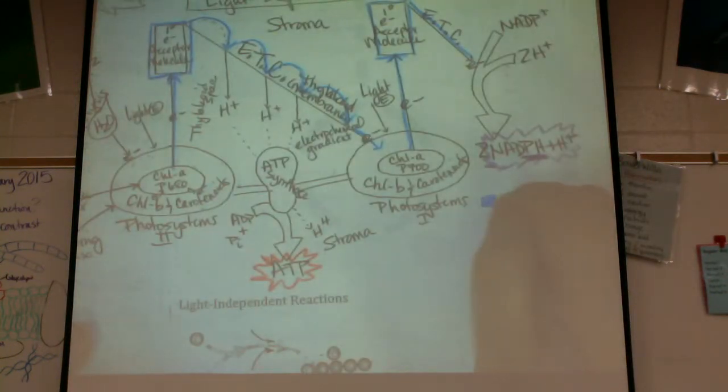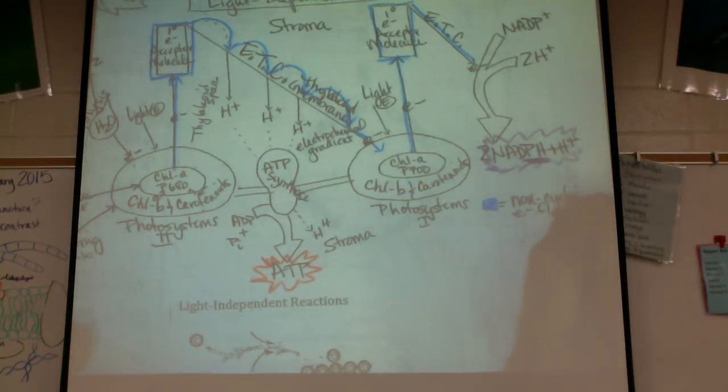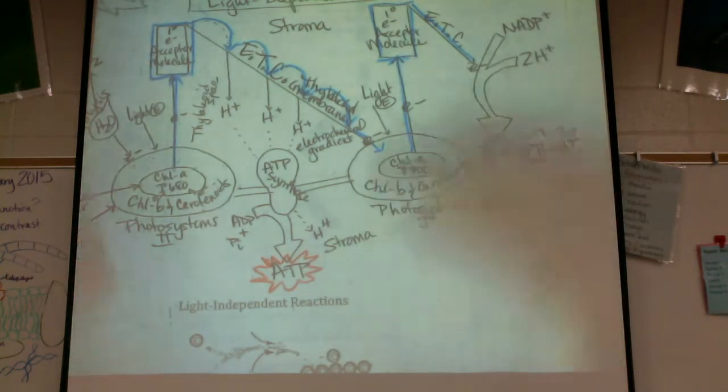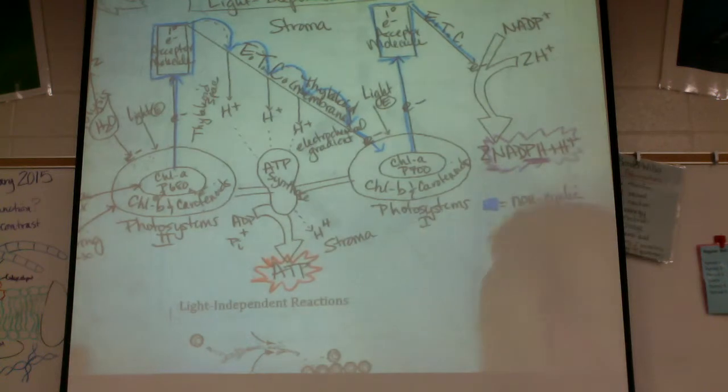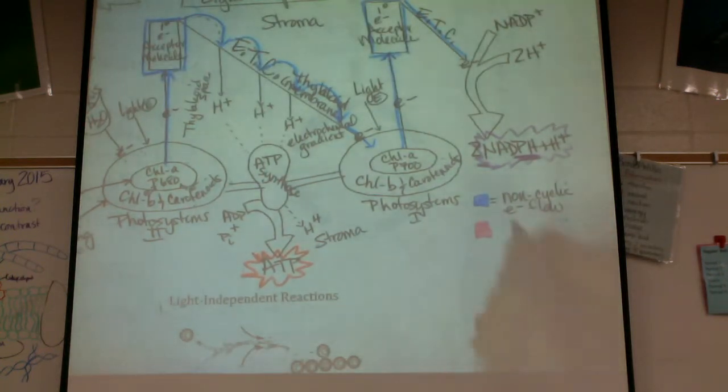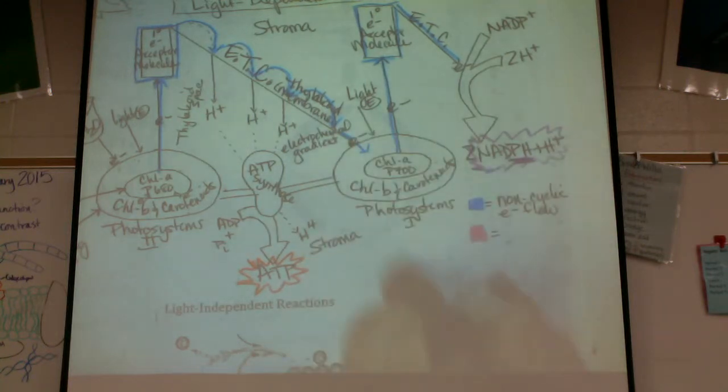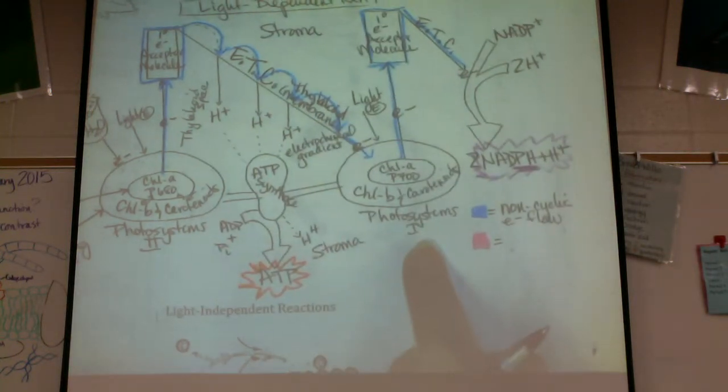Okay? But that's what we call, so we're going to go like this. I'm going to make a little blue square right here. This is the non-cyclic electron flow of the process. That's if everything's going A to B to C, everything's going in order, and life is beautiful, and we're just going through the process of photosynthesis.